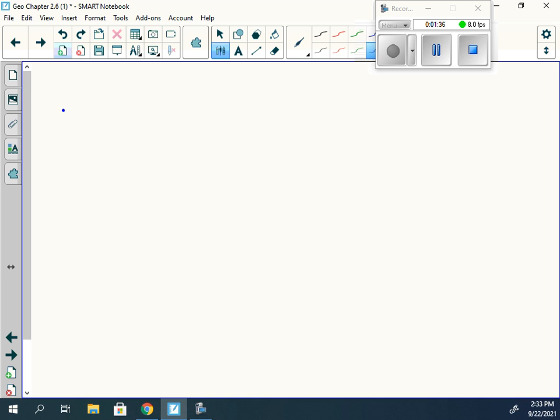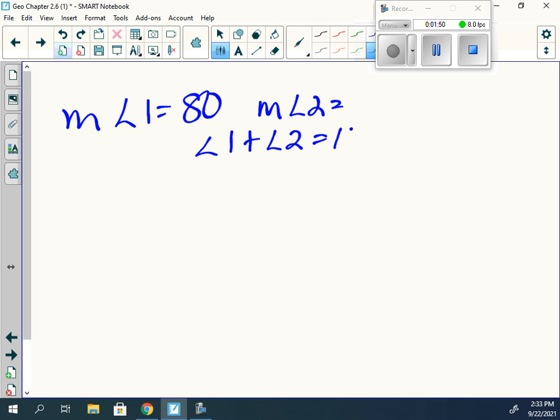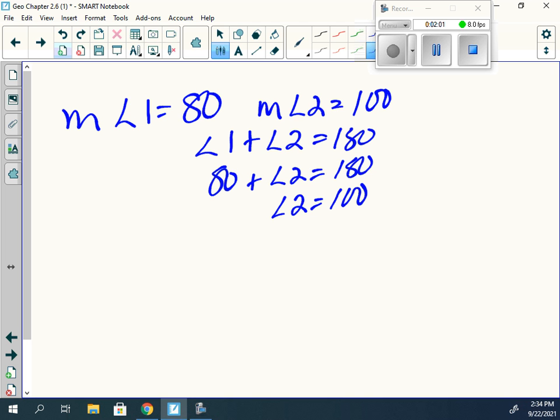So if we're really looking at this and saying that the measure of angle 1 is 80, and it's supplementary to the measure of angle 2, well, the measure of angle 1 plus the measure of angle 2 equals 180. The measure of angle 1 is 80. The measure of angle 2 has to be 100.